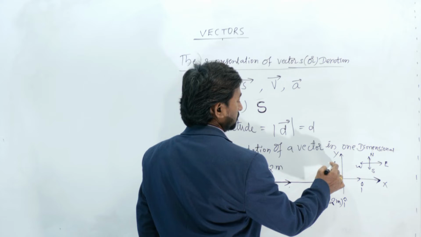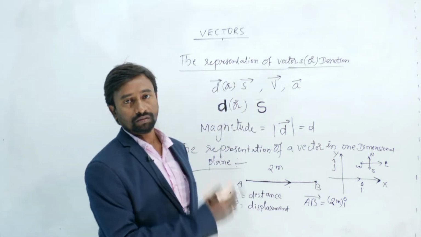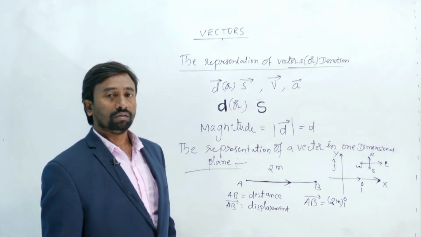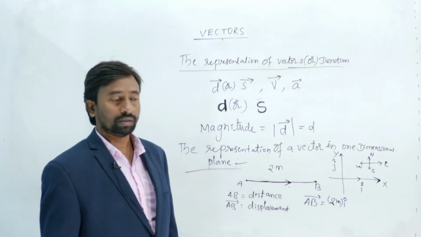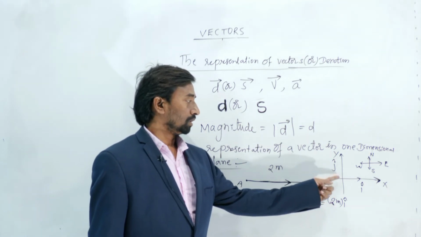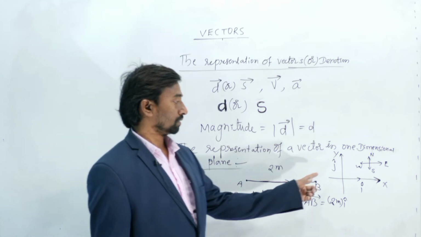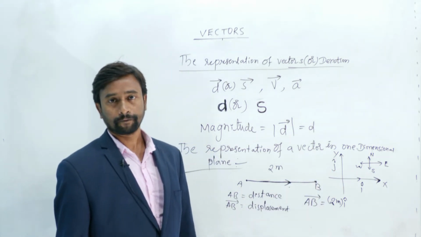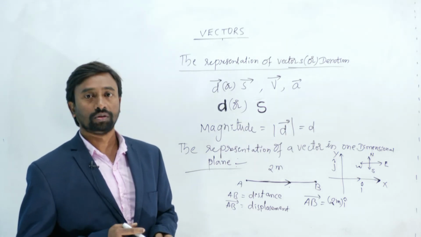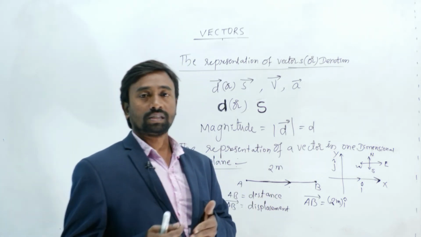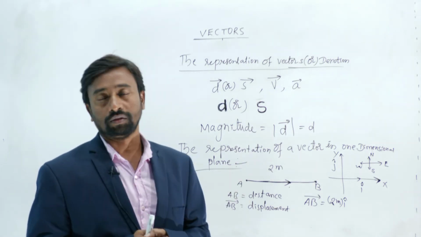Unit vector along the y axis is the j cap. Suppose the body is moving along the y axis, then we will represent the magnitude, how much distance, how much displacement has taken place, into the unit vector along that y direction. So unit vector along the y direction is j cap. What is the unit vector? We will discuss these types of vectors; in the types of vectors, the unit vector will come, then you will understand.